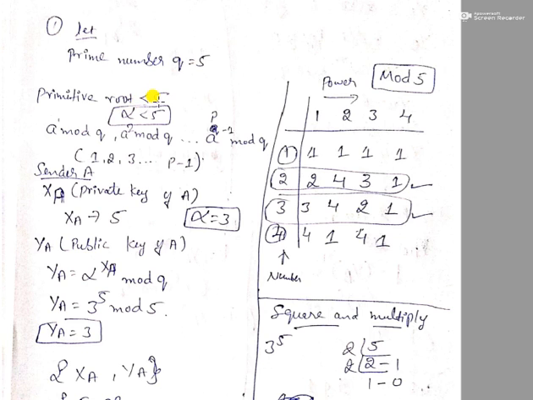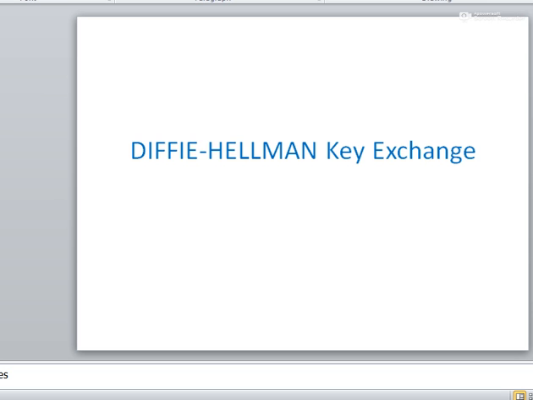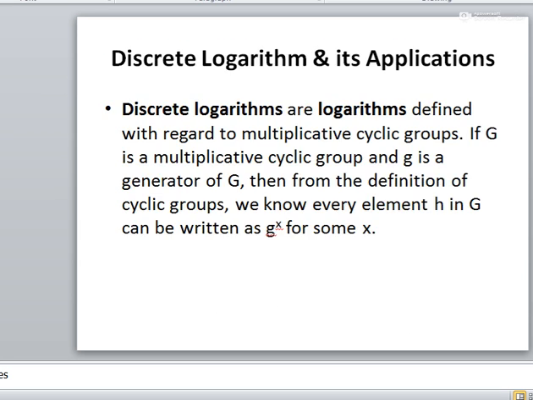If you want to find out the primitive root, for that primitive root we have to use the discrete logarithm. Discrete logarithm is a logarithm that we use. So listen here, this one is the discrete logarithm representation.